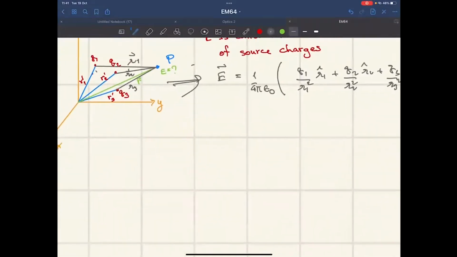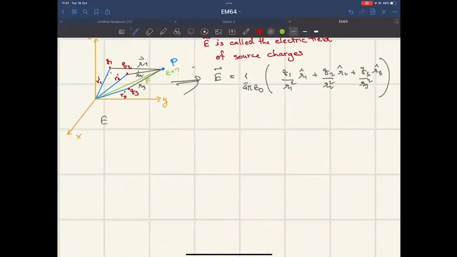Let me give you an example. Actually, this example is really simple. You see it when you study physics 1. Let's say we have a point. Let me draw a line first.